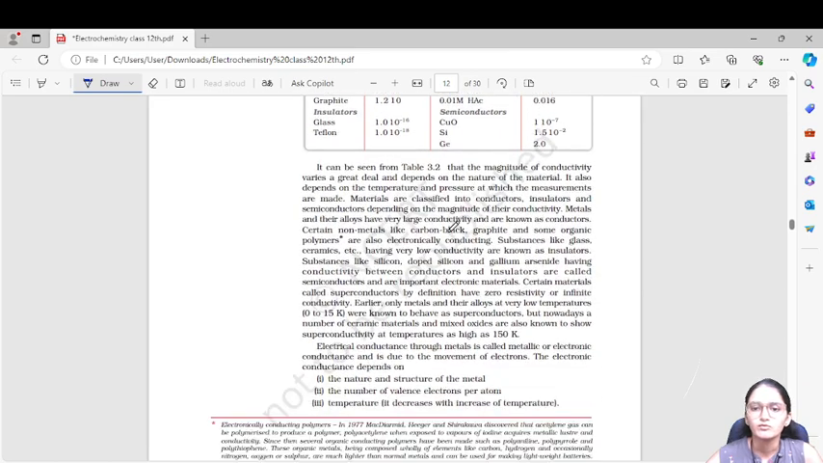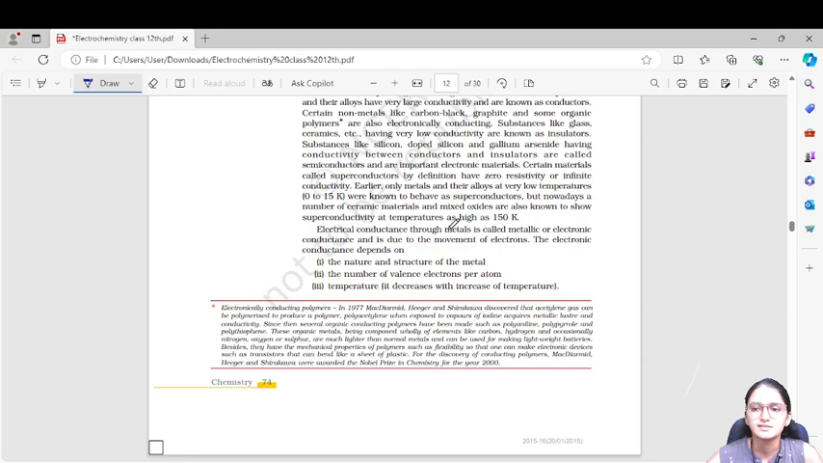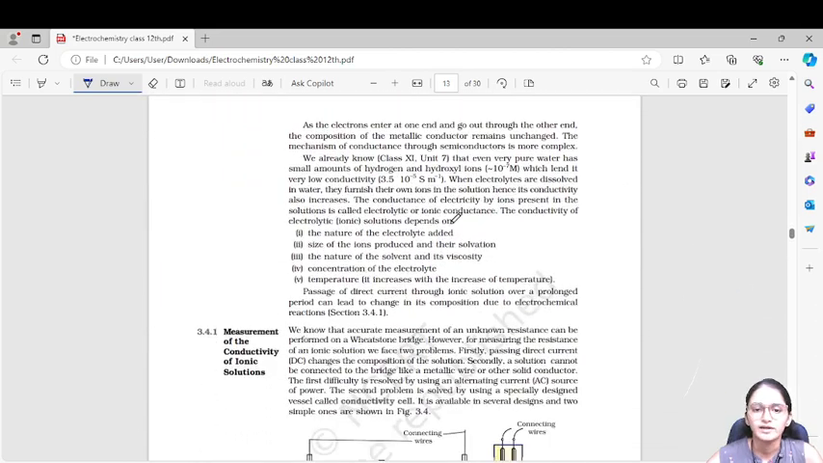Now what is important in this part is how the variation of conductivity and resistivity takes place. When electrolytes are added in water, they furnish their own ions in the solution, hence conductivity increases. And the conductance or conductivity of the solution depends on the nature of the electrolyte added, meaning if you add a strong electrolyte or a weak electrolyte, it depends on that. You cannot add just any type of electrolyte, so it depends on the electrolyte which you add.